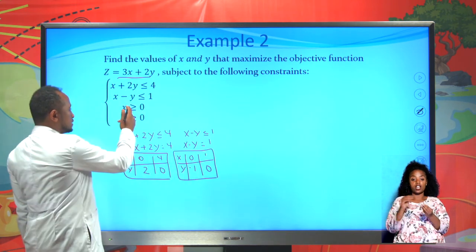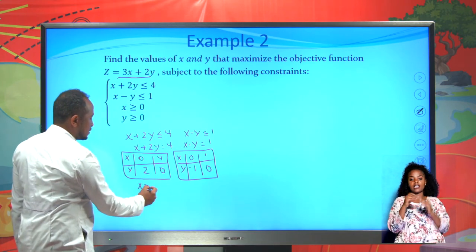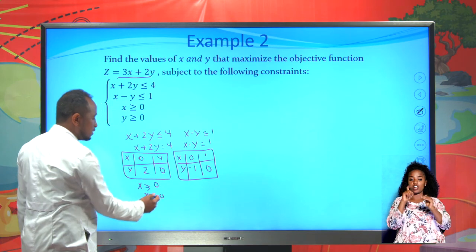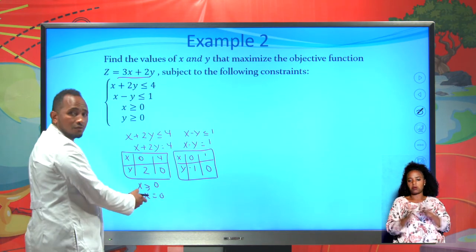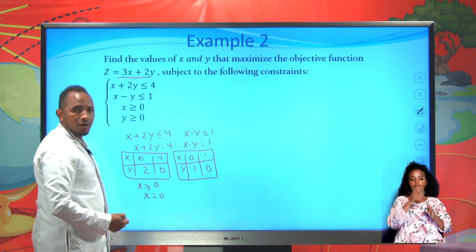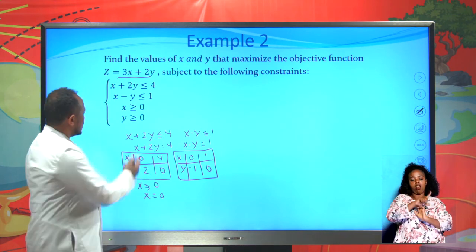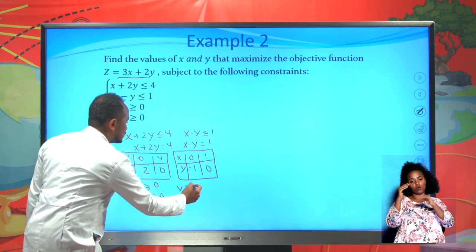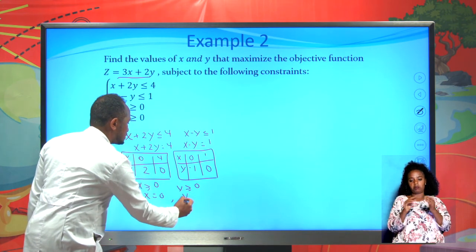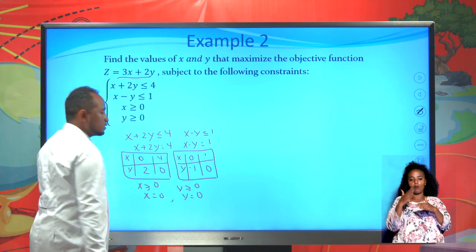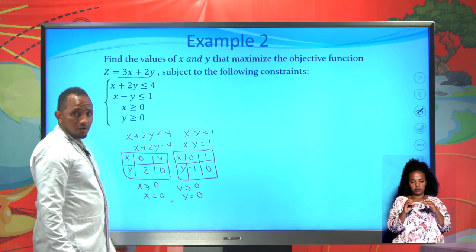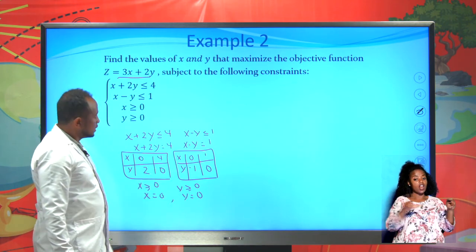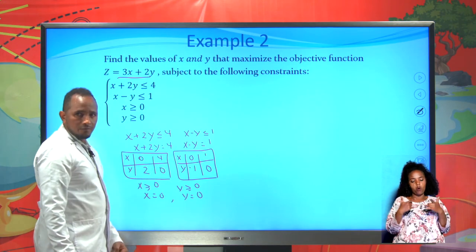In addition to this, x greater than 0, when you convert this into an equation, you have x equal to 0. No need of preparing a table for this because it is a vertical line passing through x equal to 0. And for y greater than or equal to 0, the boundary line is y equal to 0. For this also, no need of drawing, just preparing it here, because this is a horizontal line passing through the origin. So let's draw the graph.